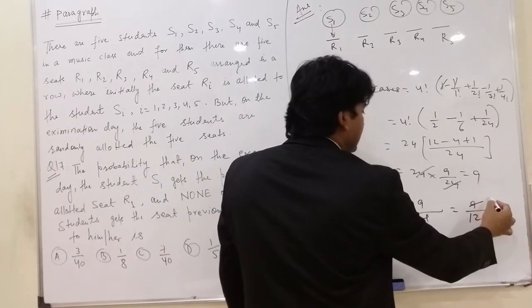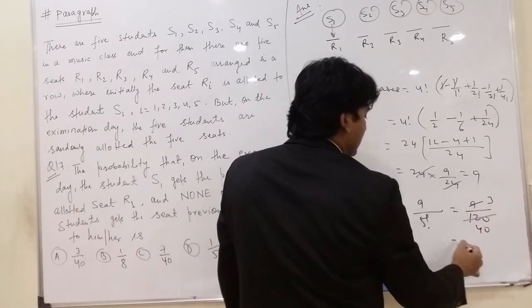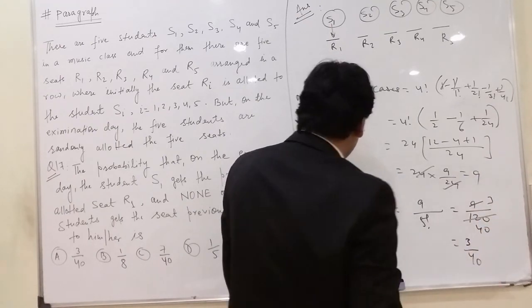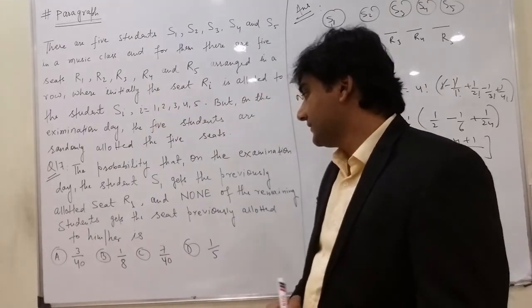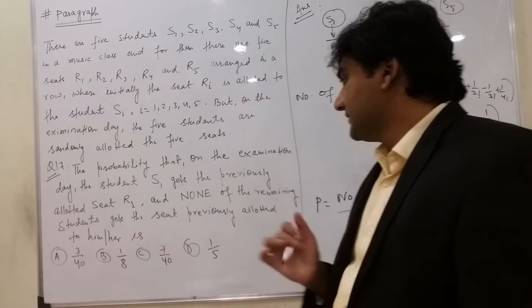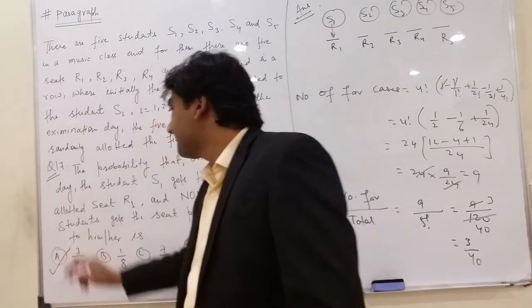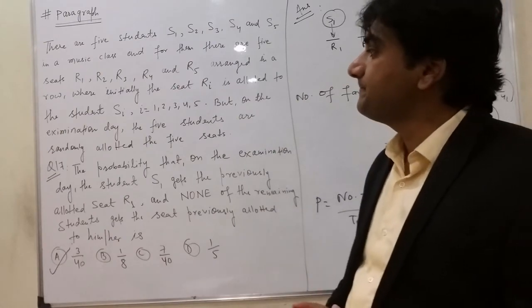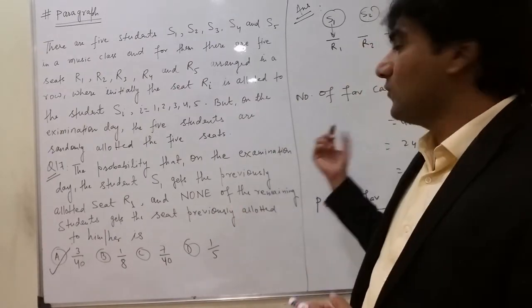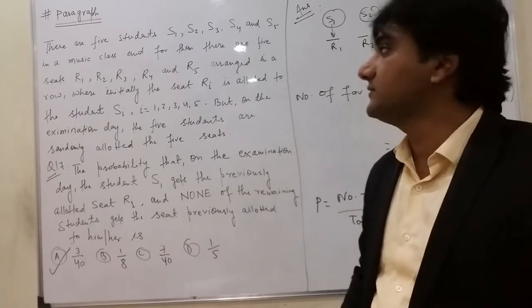So 3, and this is 4. So we got 3 over 40. So this is the probability, 3 over 40. Now we have to check A, B, C, D. So A is the option. It was a pretty easy question. That is 17. It is just based on one concept. It is a straightforward question.